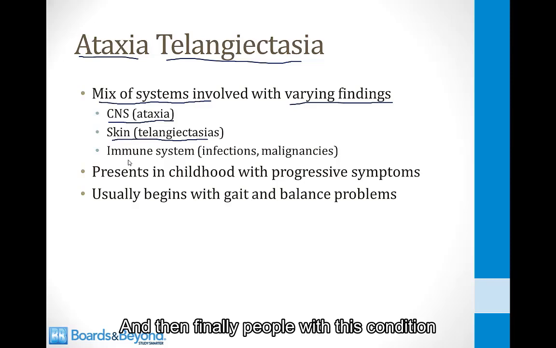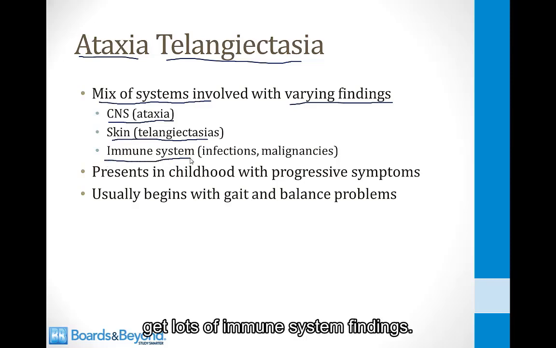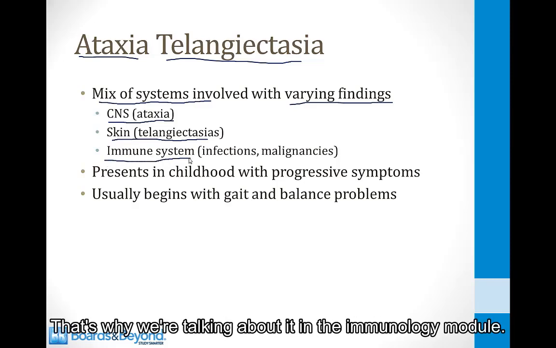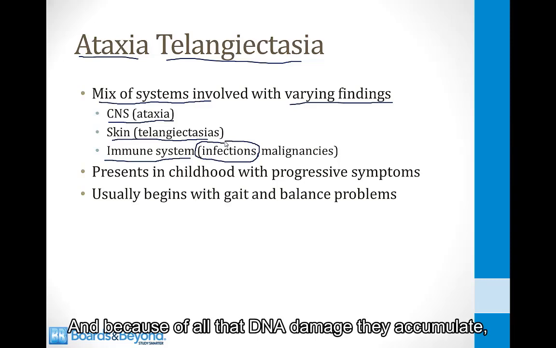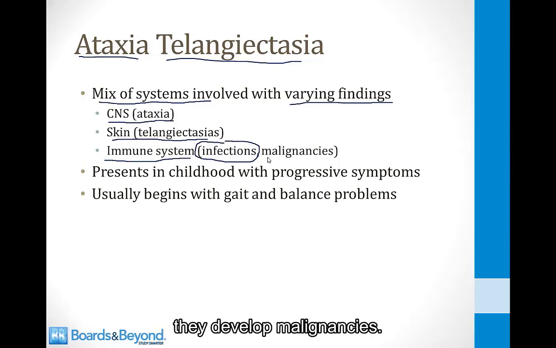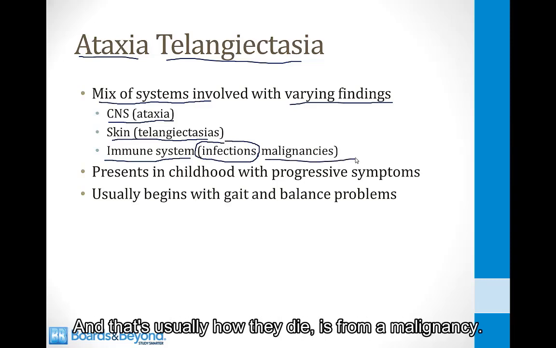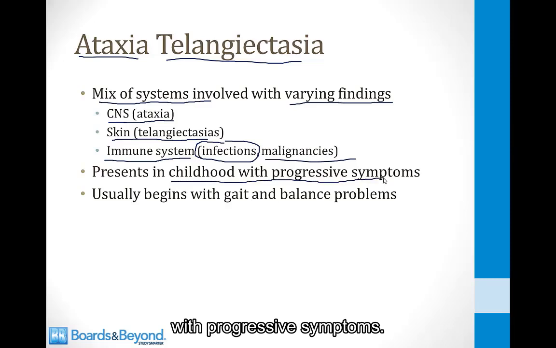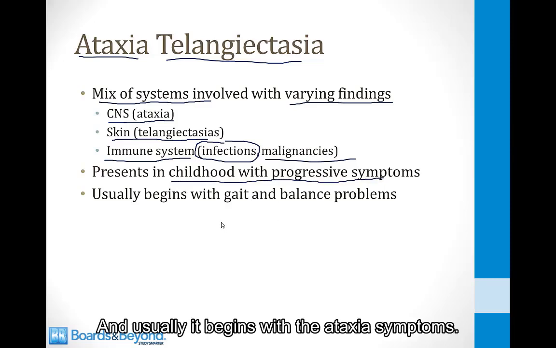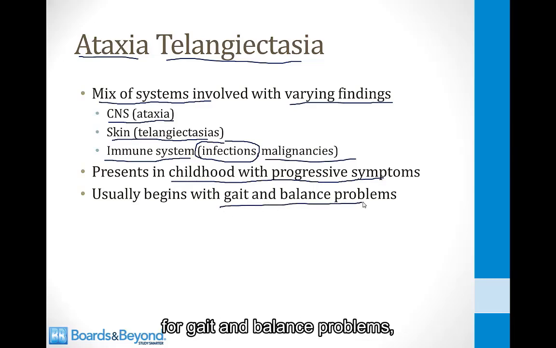And then finally, people with this condition get lots of immune system findings. That's why we're talking about it in the immunology module. So they are vulnerable to infections. We'll talk about that in a minute. And because of all that DNA damage they accumulate, they develop malignancies, and that's usually how they die, from a malignancy. This condition presents in childhood with progressive symptoms, and usually it begins with the ataxia symptoms. So parents will bring their child to attention for gait and balance problems, and that will lead to a diagnosis.